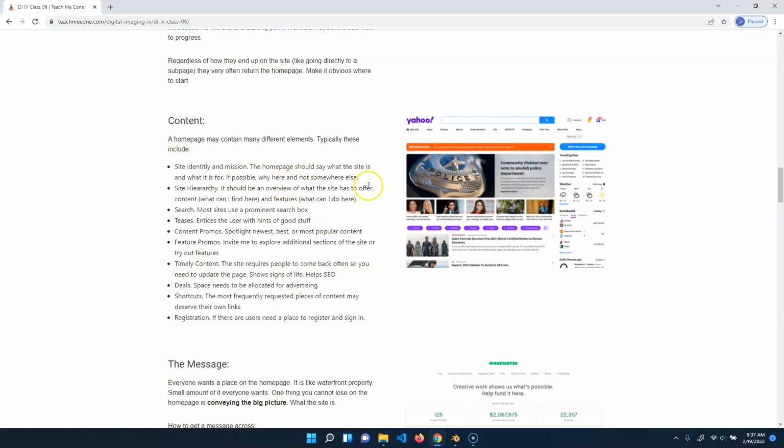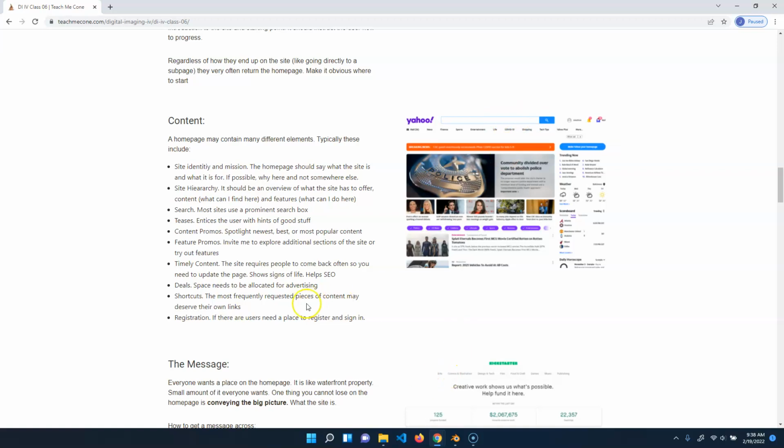Typically the content you're going to see in a homepage is going to be the site identity and mission. So basically the name of the website, and usually what we would call the strap line in the previous thing, right? So if you look at my site, it'll say teach me, teach me. That's my tagline, right? There'll be a site hierarchy, so the organization, what have you. Oftentimes there is a search, that's really common. I might put search in my website. I currently don't have one. Teases, things that they're doing, they're trying to draw you into other stuff that might be interesting to you.